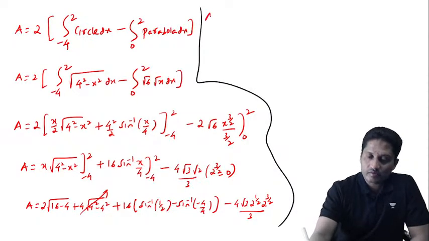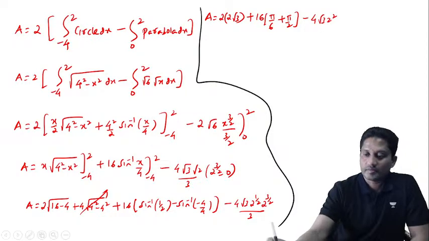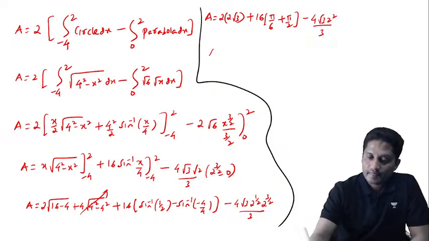Okay, area is equal to root 12, which is 2 root 3, plus 16 into sine inverse of half. Sine inverse of half is pi by 6. Sine inverse of 1 is pi by 2. Minus 4 into root 3. Two-thirds into 2 root 3 by 2 is 2 root 3 by 3.